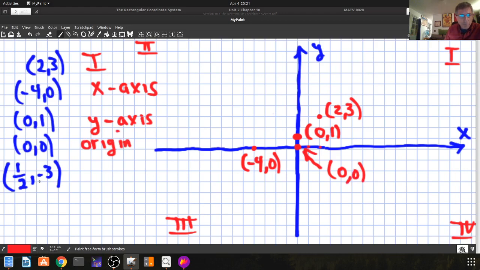And then 1/2 and minus 3. So we're going to move over 1/2 and go down 1, 2, 3. About right there. This is 1/2 and -3. And it lies in quadrant 4.